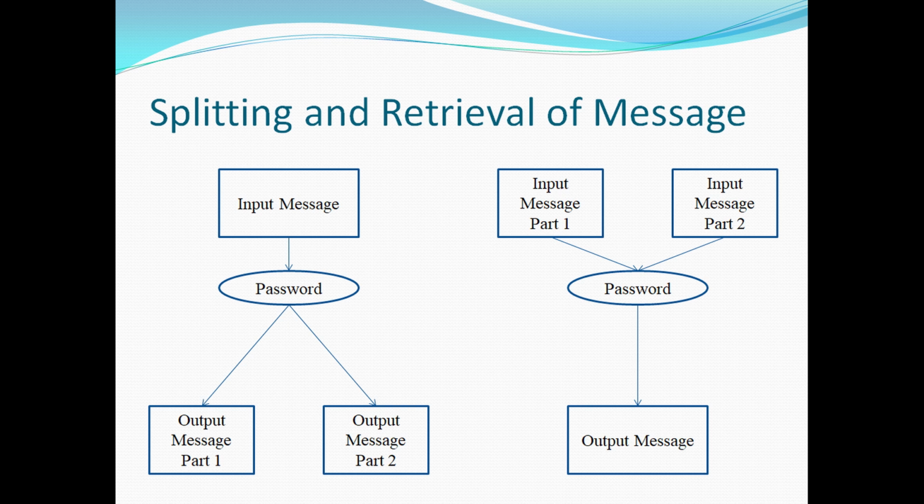As an example of RAID 0 of messages, if you want to send a password, you may split the password in some way into two pieces, and send one piece to one email address, and send the other piece to another email address of the same user.